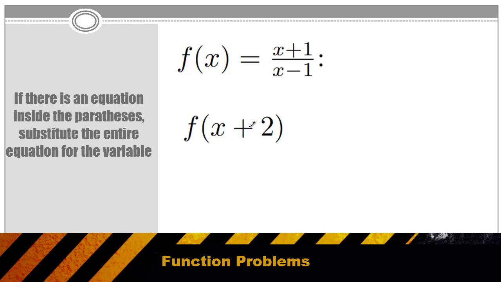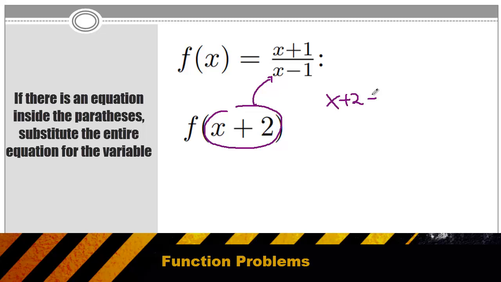This problem might look a little more complicated because inside the parentheses I also have an x next to a positive 2, but it doesn't change my steps. All I'm going to do is take what's inside my parentheses and plug that in for x. So then I write my new equation as x plus 2 plus 1 over x plus 2 minus 1, which simplifies to x plus 3 over x plus 1, and there's nothing more I can do with that. So that's my final answer.